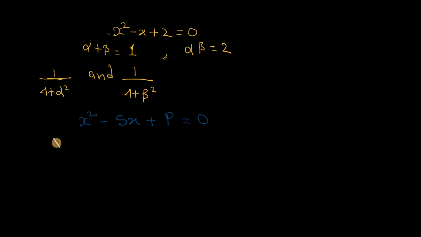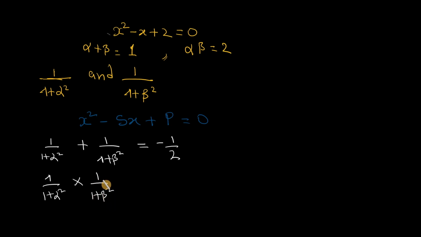Sum of roots, that is 1 over 1 plus alpha squared plus 1 over 1 plus beta squared. We know from the A part of the question, this expression was equal to negative half. Product of roots, 1 over 1 plus alpha squared times 1 over 1 plus beta squared. From the B part of the question, we know this expression was equal to half. Using this formula, I'm going to replace in the place of S, sum of roots, which is minus half, in the place of P, product of roots, which is half.